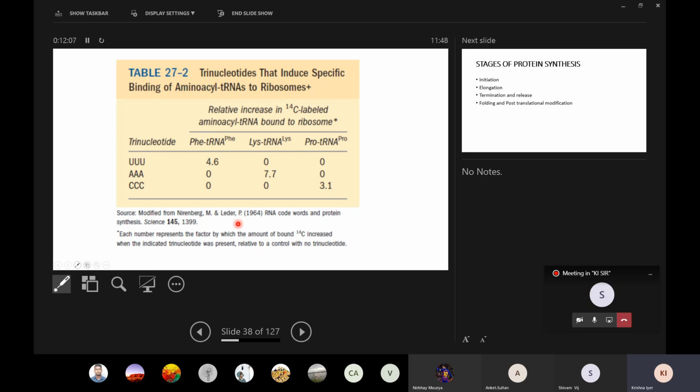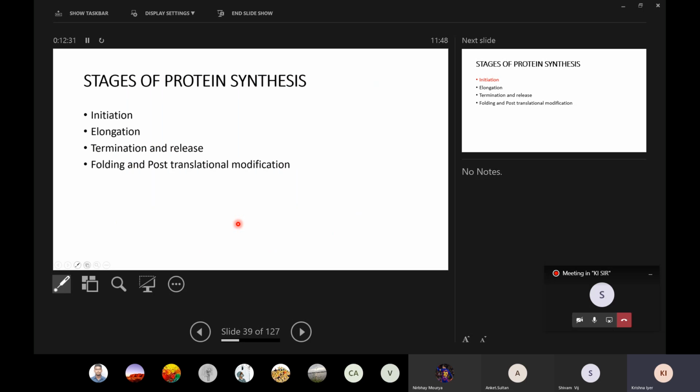Now once people realized all these things work together, in order to understand how exactly things happen, several experiments were done, and that has resulted in our understanding as of today of how protein synthesis actually occurs. Protein synthesis occurs basically through what are called 5 steps. I've listed here 4 steps. The steps being initiation, elongation, termination and release, and then folding and post-translational modification.